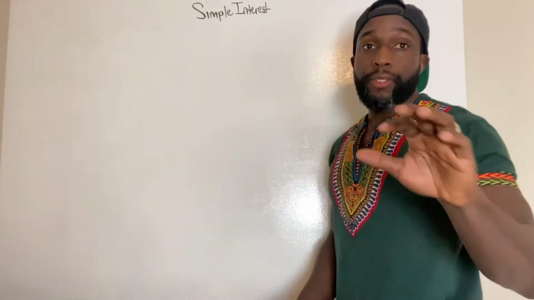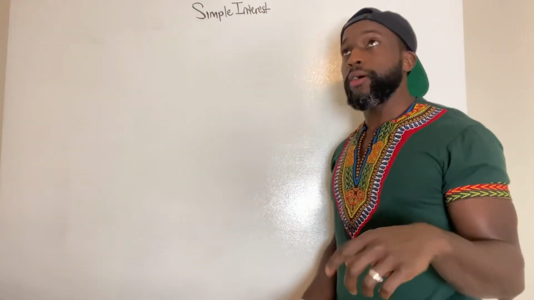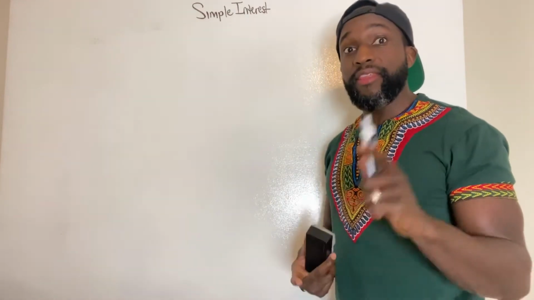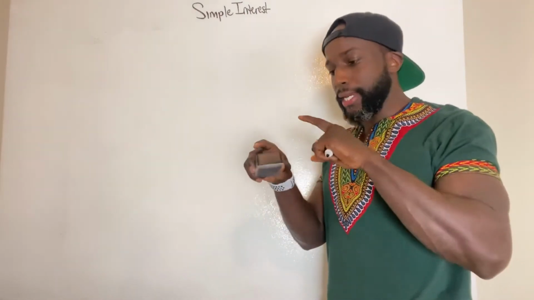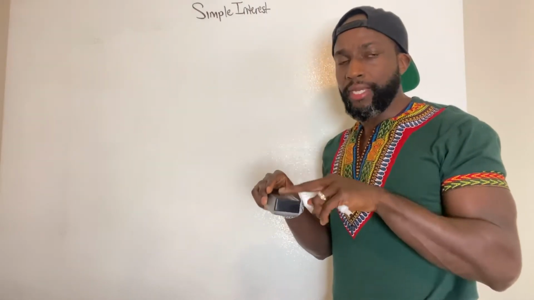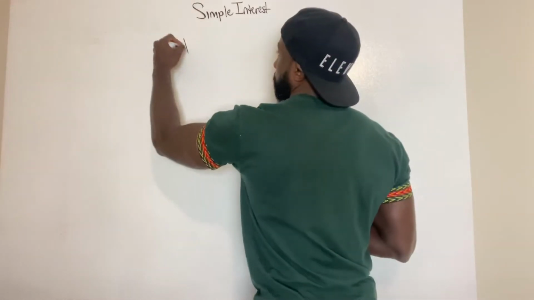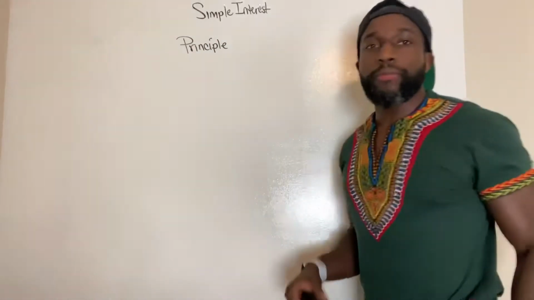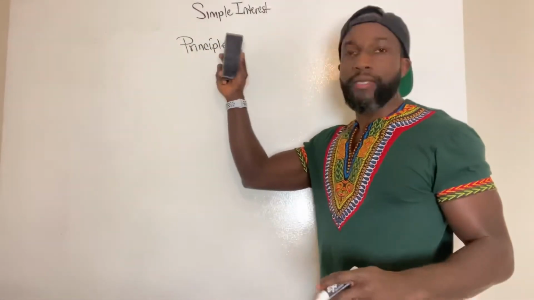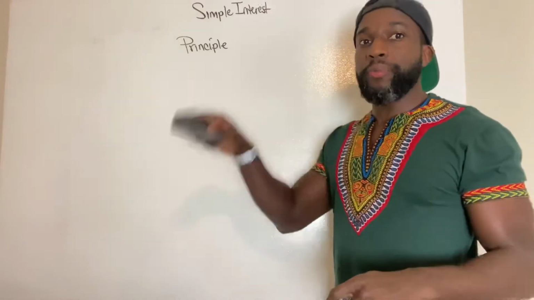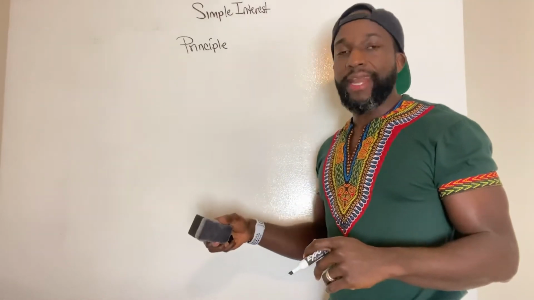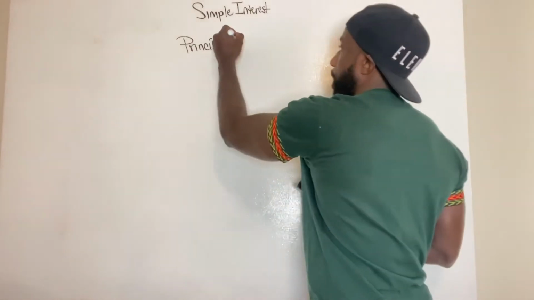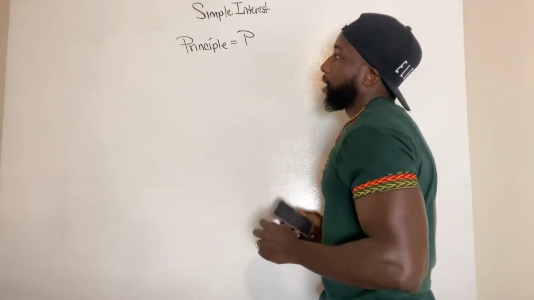When you make an investment, make a deposit, or loan anything, that initial money is called the principal. Principal, P-A-L, not a person. P-L-E is the amount that you deposit into a financial institution or the amount that you take for a loan. It's always represented by P.